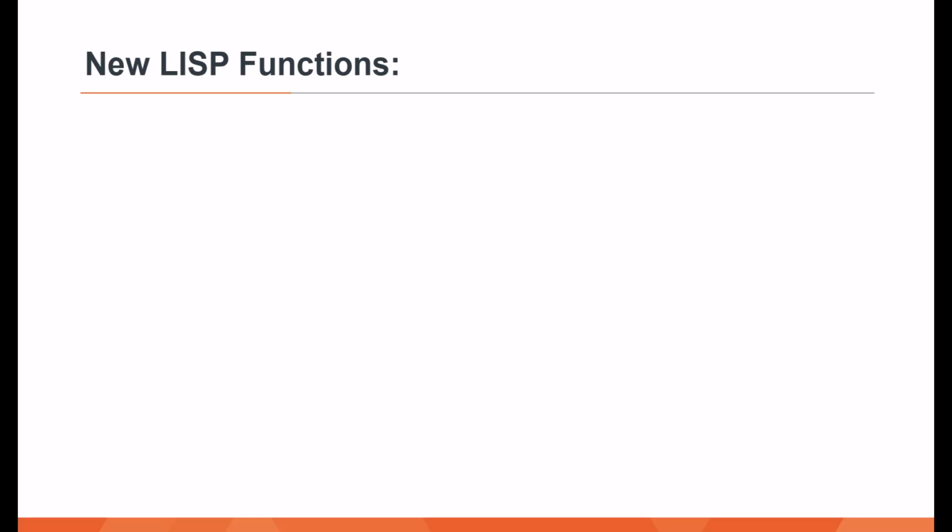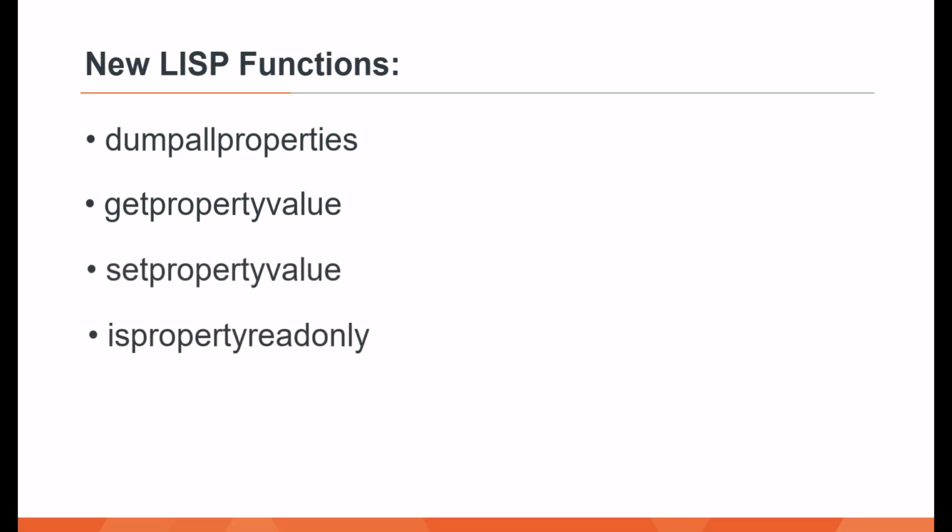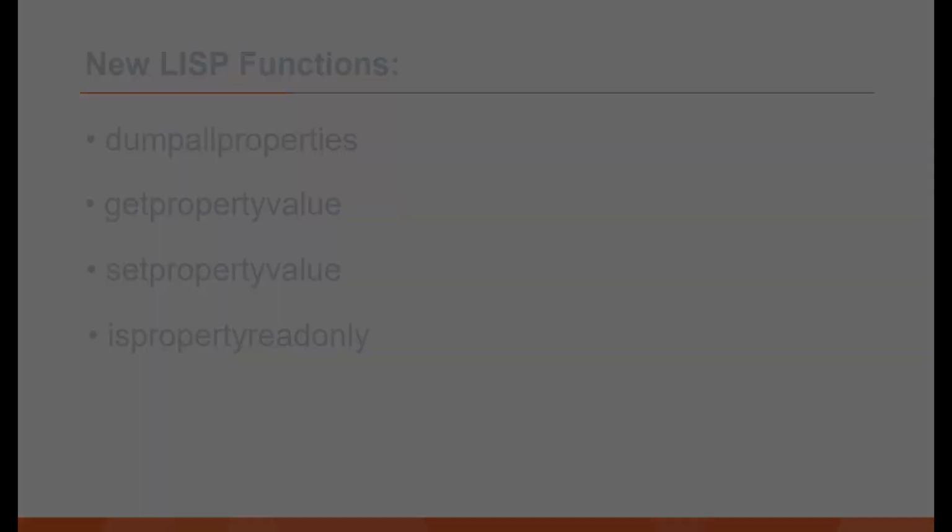Let's continue with other API enhancements. Four new LISP functions can be used to emulate the properties pane using LISP: dump all properties, get property value, set property value, and is property read only. Let's review how they work.